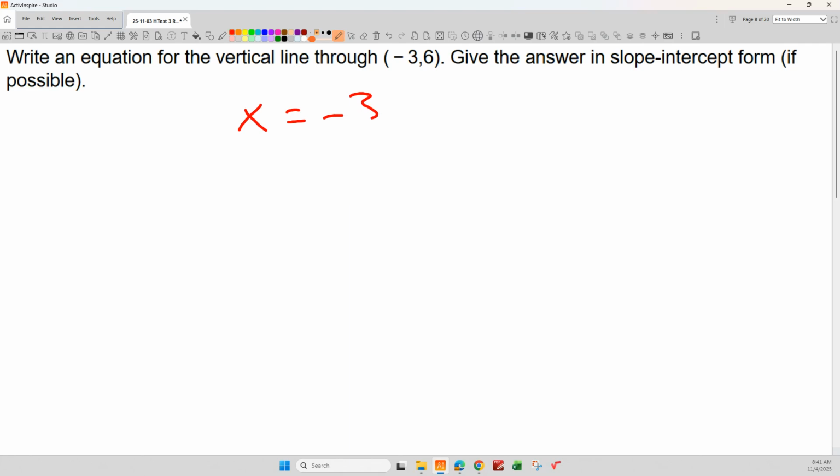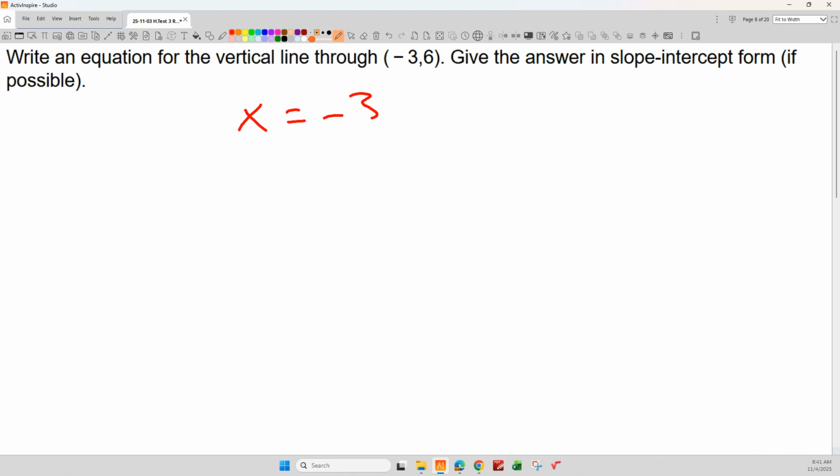And just as a quick memory aid on this one, for vertical and horizontal lines, remember those are the oddball ones. Those are the ones that are simple but different than most of the lines we deal with. Just ask yourself, which axis does it cut through? Well, it cuts through the x-axis, so it's x equals, and then the x coordinate of any point. Okay.